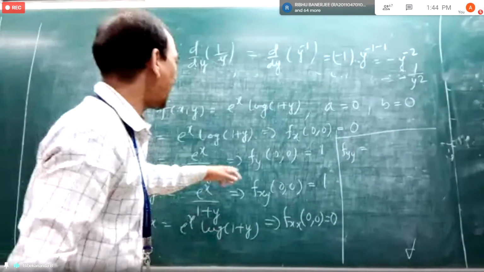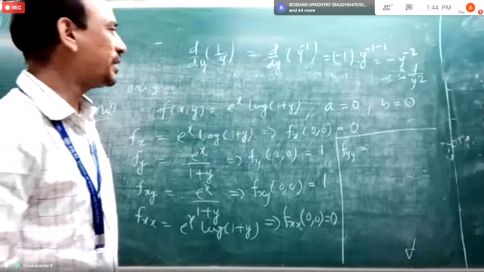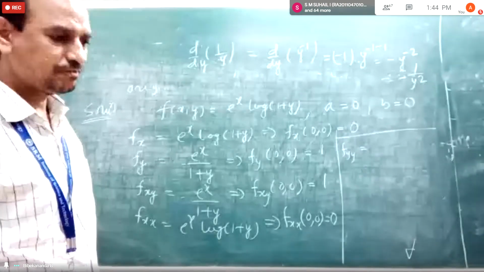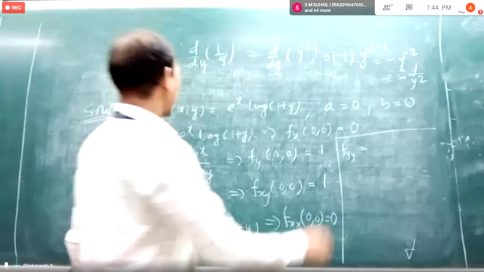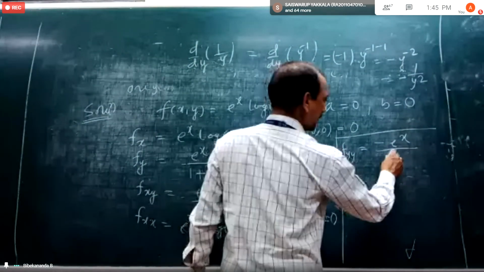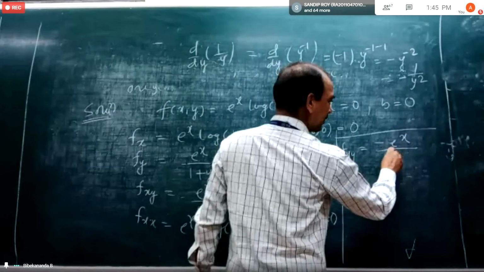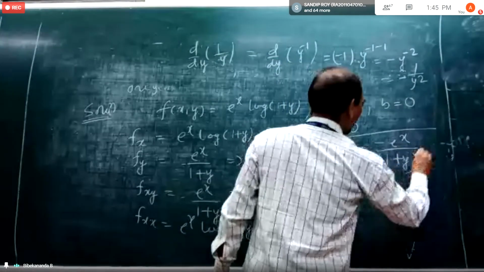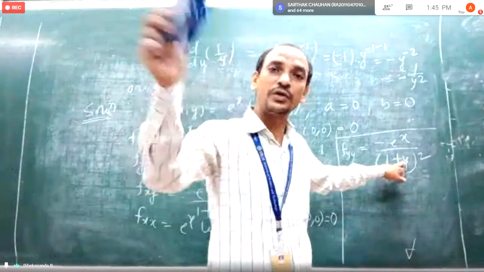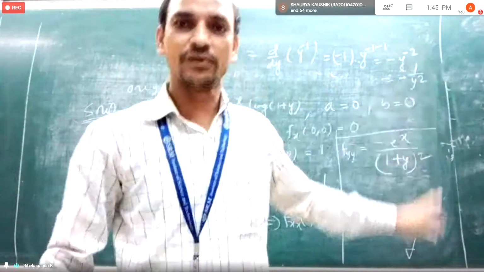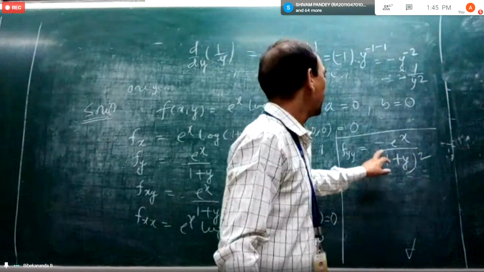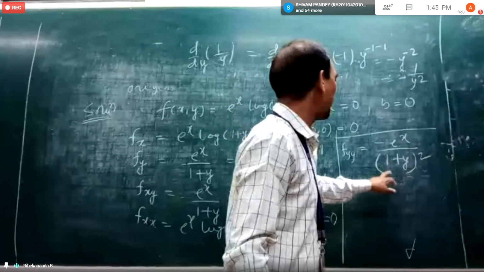But in place of y, you are having 1 plus y. So what will be the differentiation of that one? Minus e to the power x by 1 plus y whole square. There is no coefficient of y in 1 plus y, so the derivative of y will be 1. That's why I am not using the chain rule. So minus e to the power x divided by 1 plus y whole square.